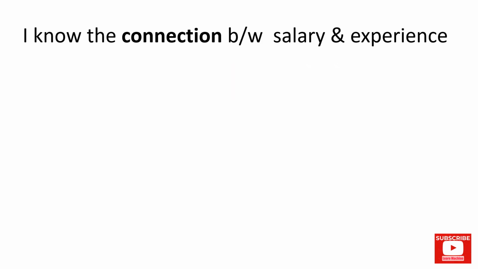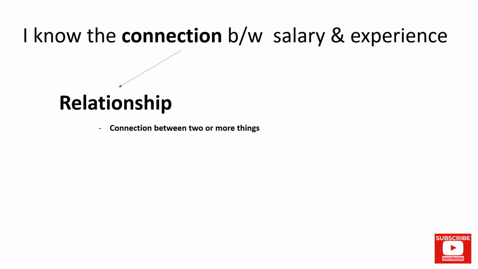Now, for example, I will take the concept of one variable for explainability of this solution. I know the connection between salary and experience. Now, this word connection is termed a relationship. Here the concept of relationship comes into the picture. When two or more variables are dependent on each other, then we call them connected, or related to each other.